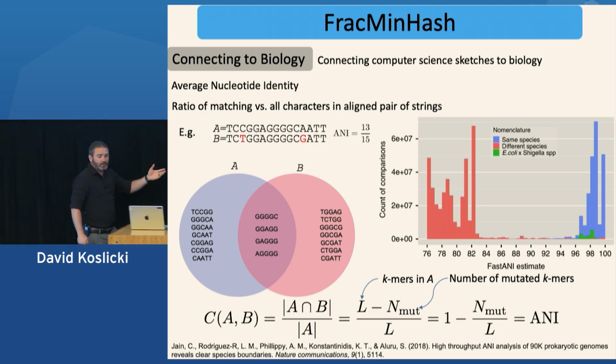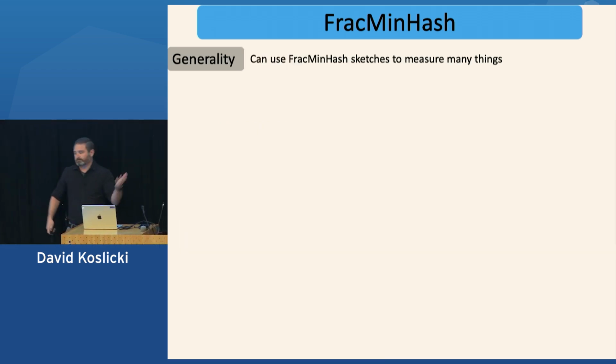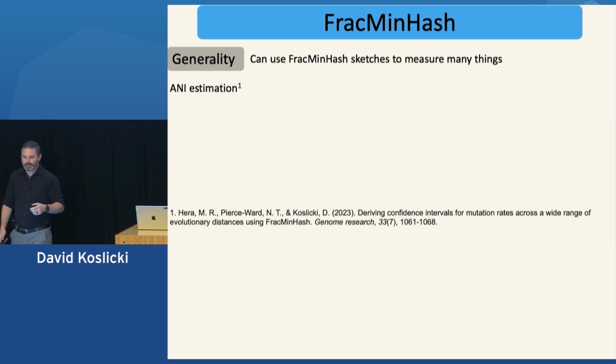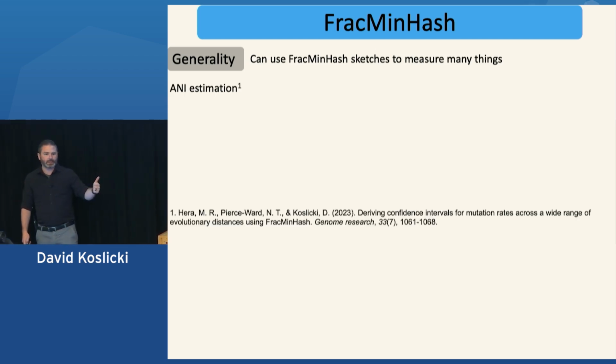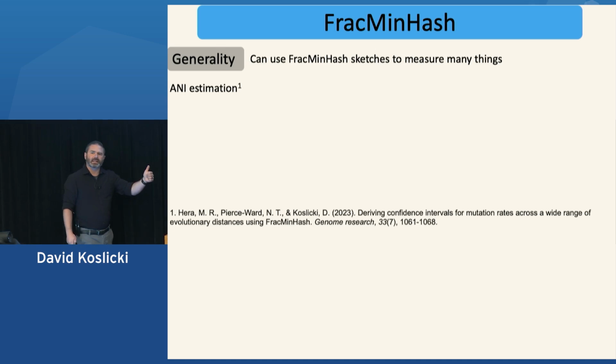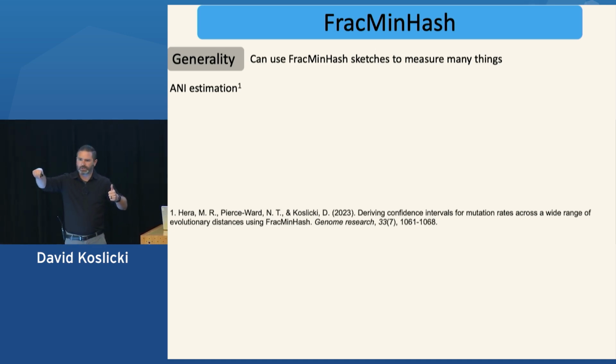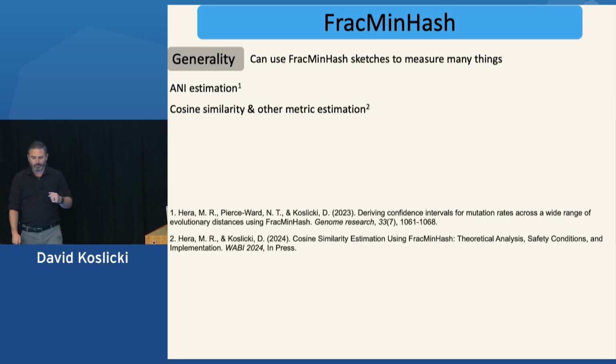And it turns out you can do this with a lot of different biological quantities. So you can use FracMinHash sketches, and to some extent MinHash sketches, to do ANI estimation, like we just said. And you can actually extend that model from substitution only into substitution, insertion, and deletion. That's coming out in WABI in a couple months. If you're interested, the paper's also on bioRxiv.